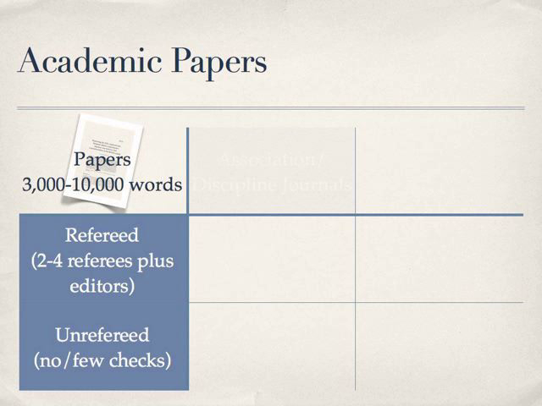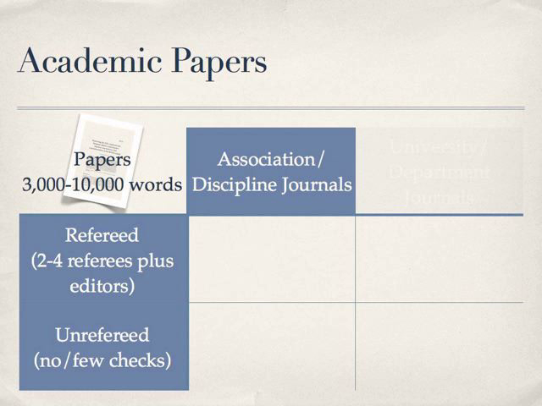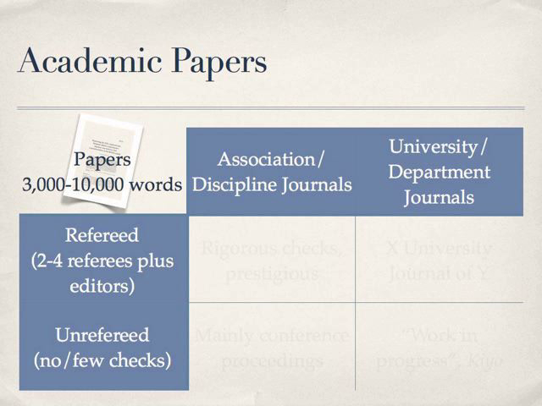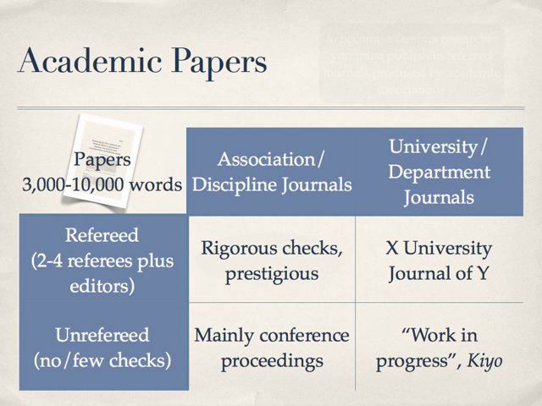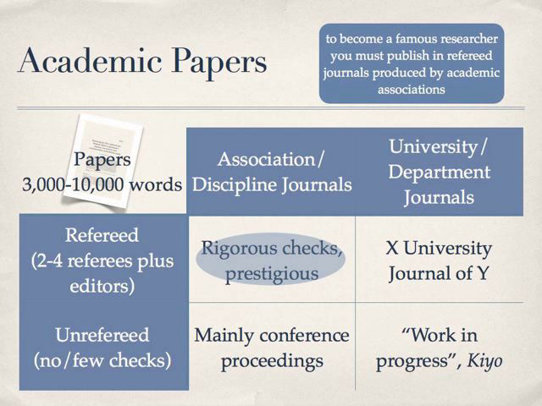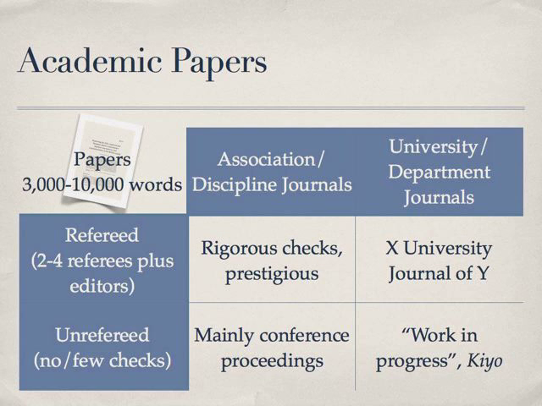Second, academic association journals versus university or department-based journals. Academic association journals publish research by people working in the field or discipline. University or department-based journals are only for people attached to that organization. In general, to become a famous researcher, you must publish in refereed journals produced by academic associations. These are the hardest places to get research accepted for publication.